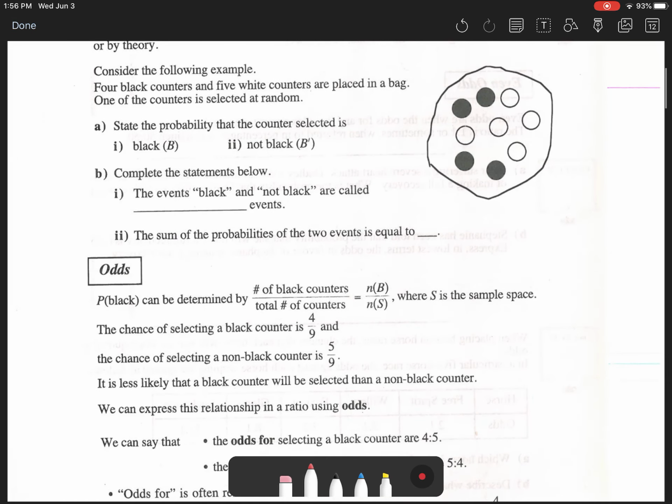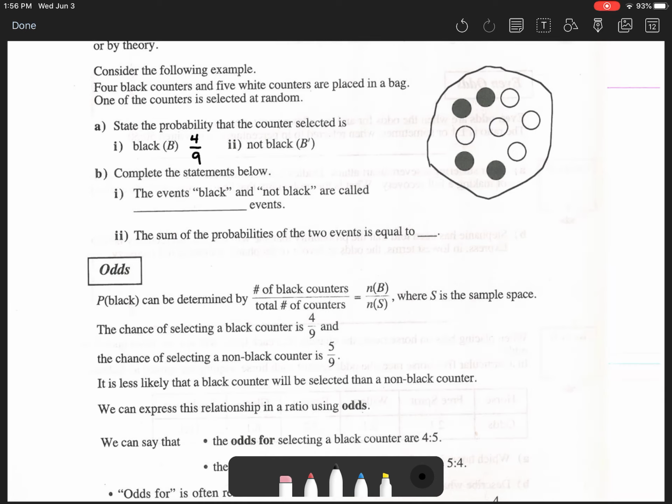So consider the following example. We have 4 black counters and 5 white counters placed in a bag. One of the counters is selected at random. So state the probability that the counter selected is black. Okay, well, in that bag there are a total of 9 counters and 4 of them are black. So that would be 4 black counters out of a total of 9 counters.